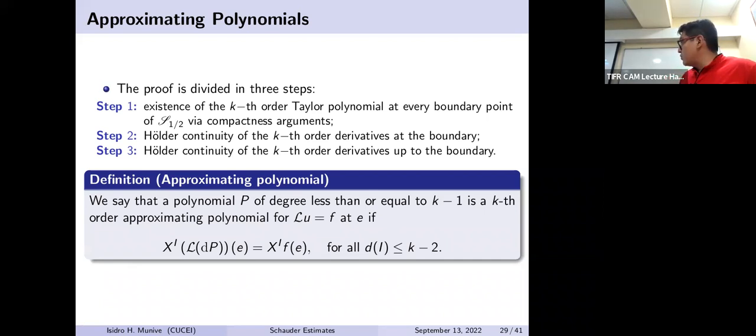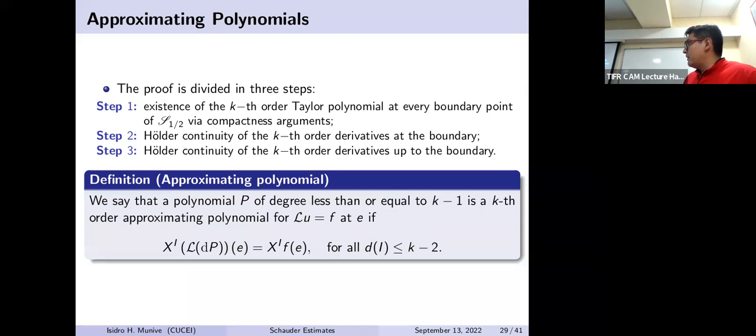So if we have a solution, Lu equal to f, we say that a polynomial p of degree less than or equal to k minus 1 is k-order approximating for this equation if this happens. So the Taylor polynomials will, in some sense, match, in the identity, the Taylor polynomials of LDP and of f. This will be very important later on.